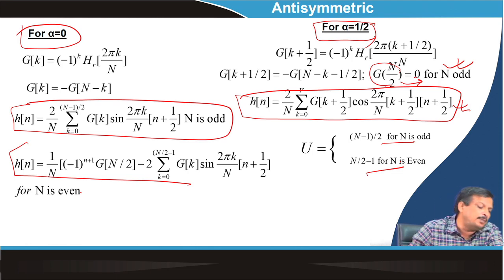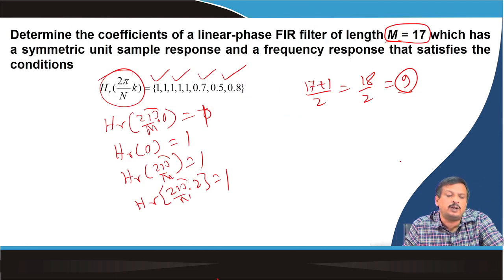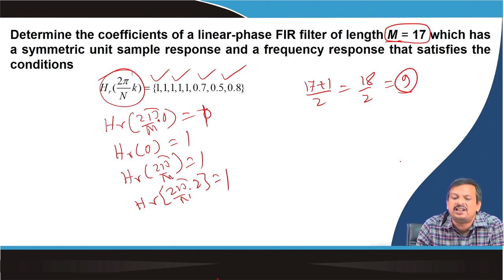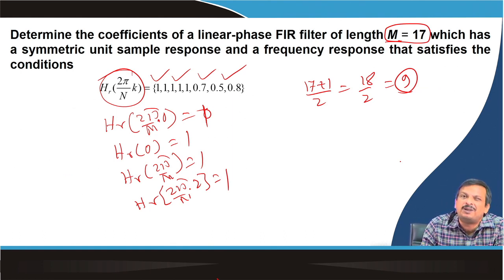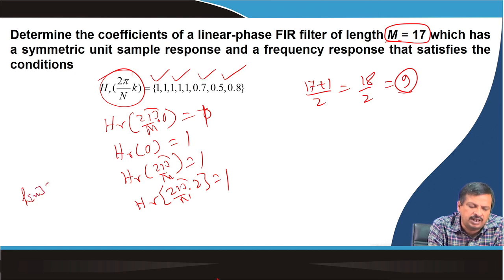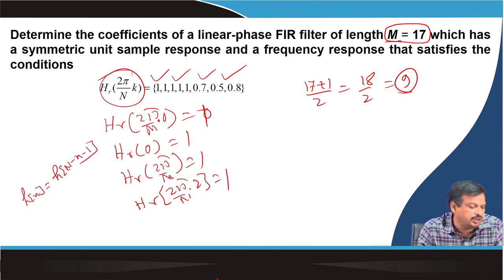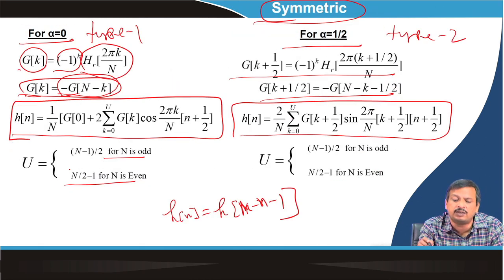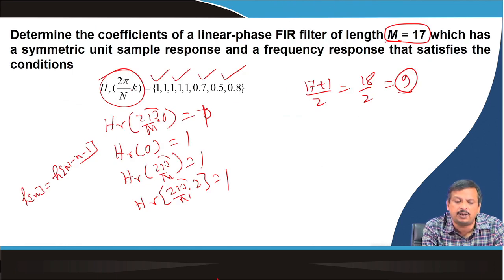Now, let us see the problem. What is the problem? Determine the coefficients of a linear phase FIR filter of length M equal to 17, which has a symmetric unit impulse response. Symmetric means h(n) is equal to h(N minus 1 minus n). So, I know this is condition number 1, the symmetric condition, and alpha equal to 0. What is given? Alpha equal to 0.